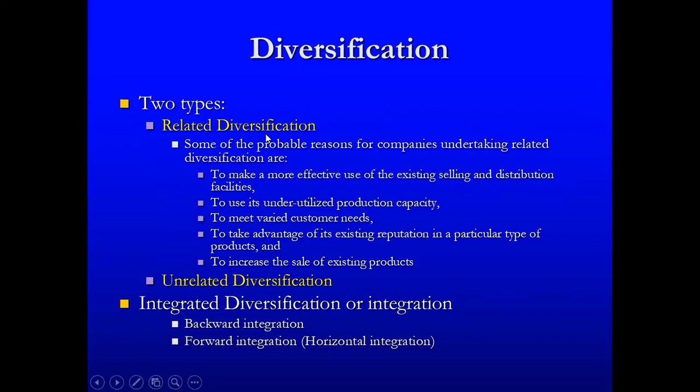Diversification are of two types, related diversification and unrelated diversification. Related diversification. Probable reasons for companies undertaking related diversification include to make a more effective use of existing selling and distribution facilities, to use its underutilized production capacity, to meet varied customer needs, to take advantage of its existing reputation in a particular type of product, and to increase the sale of existing products. There is integrated diversification, which may be backward or forward, also known as horizontal integration.